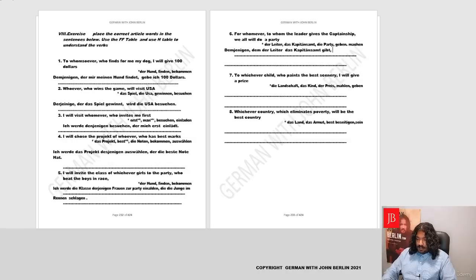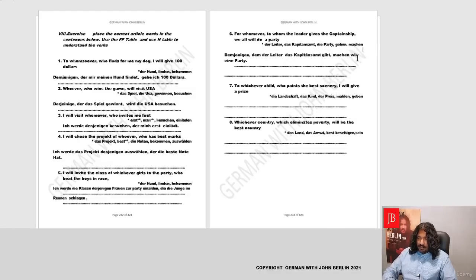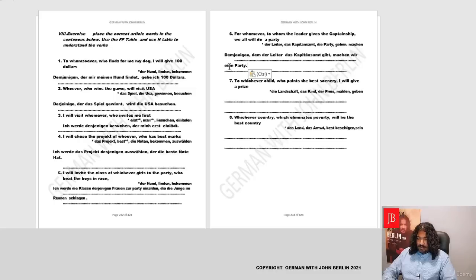Machen, we do a party. It's like machen wir eine Party. So it's like for whomever to whom the leader gives the captaincy, we do a party. Yes. Who does for whom what? So it's like accusative, dative, verb machen. Yes. So we do for whomever what, a party to whom the leader gives the captaincy. Okay. We could get this sentence in two parts.